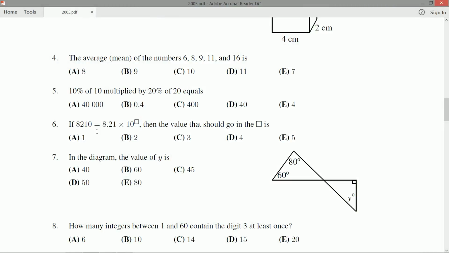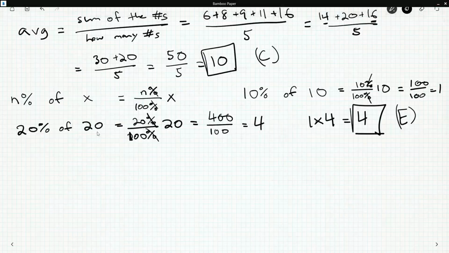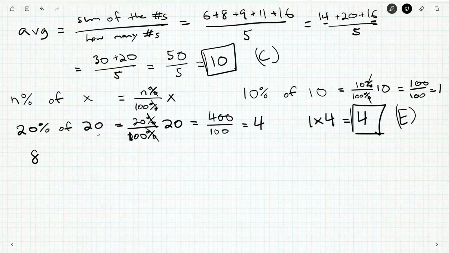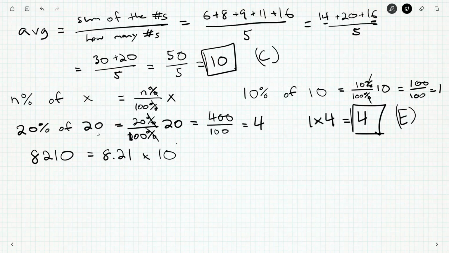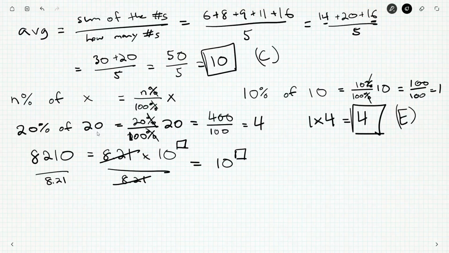The second one's a little slower, and the first one requires you to really be comfortable with your calculator and with scientific notation. But what I'm going to do is just rearrange this equation. 8,210 equals 8.21 times 10 to the box. Just going to divide by 8.21. Okay, these guys are going to cancel out. We're just going to get 10 to the box. But what's this? Well, I can grab my calculator and say it's 8210 divided by 8.21. I get 1,000. So 1,000 is equal to 10 to the box.